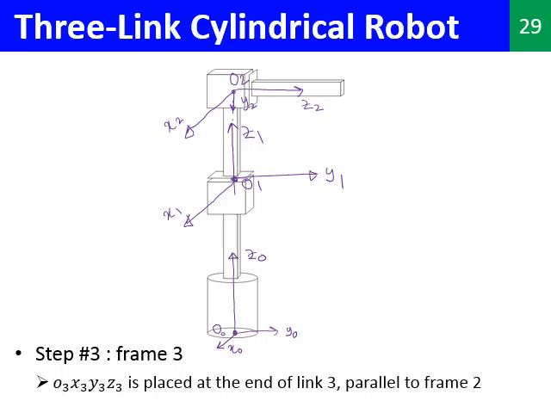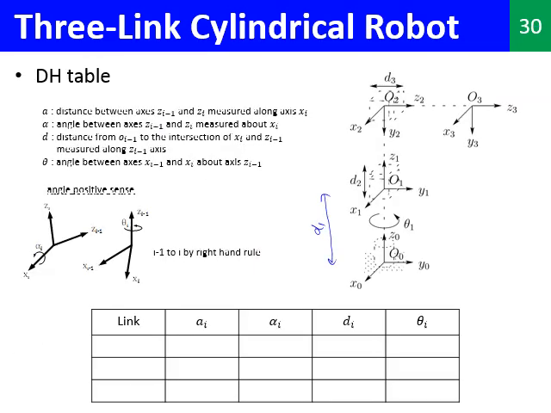Finally, we need to assign the end effector frame, which is frame number 3. And I'm going to assign frame 3 with the same orientation as frame number 2, so that it will be easier for us when we do the DH table. Okay, so we will have x3 in this direction, z3 in this direction, and y3 in this direction, where this is O3. Okay, now we are ready to fill the DH table.